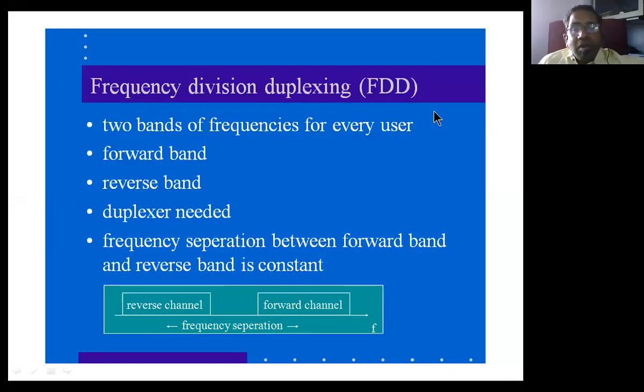Now here we divide the frequency spectrum into two bands called the forward band and the reverse band. The gap in between is known as a guard band, and these guard bands are of fixed frequency bands. Most systems have these forward and reverse channels also of a constant, fixed frequency band. So this is FDD. In FDD, the frequency is divided into two: one for the forward channel, the other for the reverse channel.